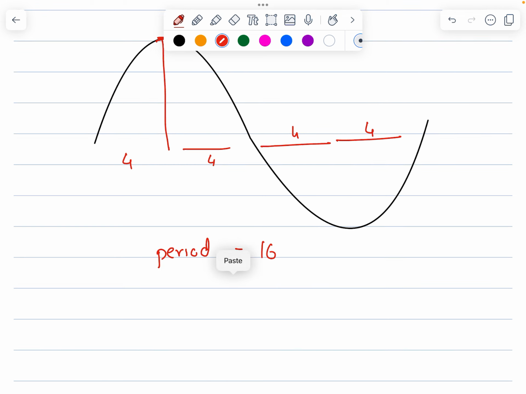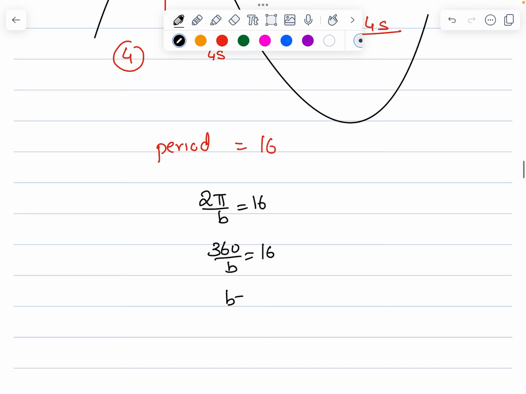So first time it reaches the maximum height in 4 seconds. Again, it will take 4 seconds, 4 seconds, and 4 seconds. So totally the period is 16. So 2 pi by b equals 16, or 360 by b equals 16. So b equals 360 divided by 16, which is 0.393.